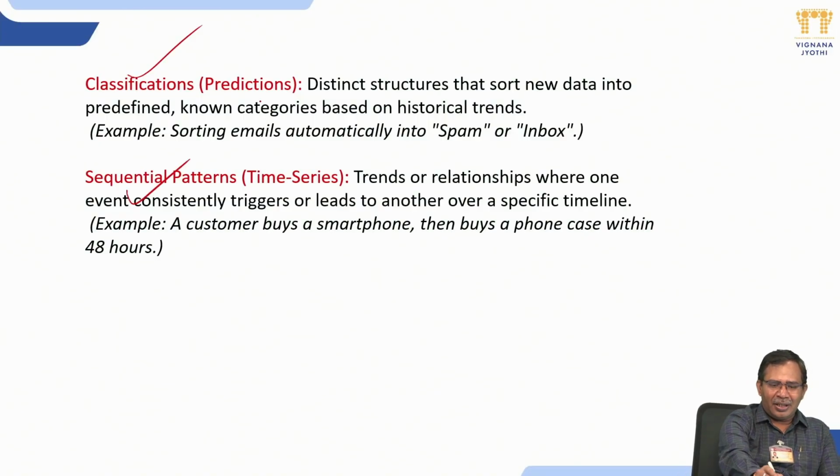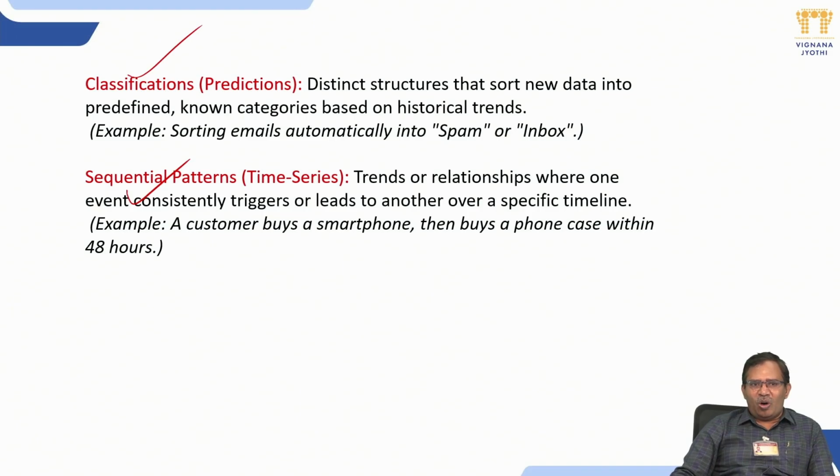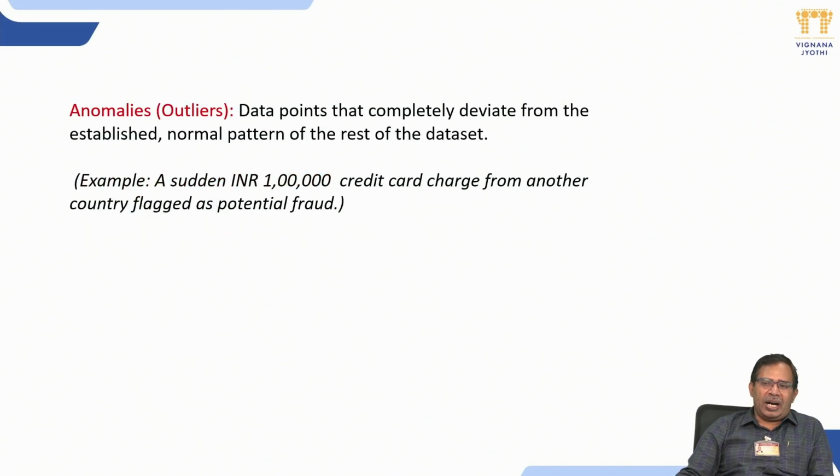Then sequential patterns, called time series. In the time series pattern, one event consistently triggers or leads to another over a specific timeline. A customer buys a smartphone, then buys a phone case within 48 hours to protect the expensive smartphone. So these sequential patterns are required to study. Time series applications like weather forecasting, rainfall forecasting, and stock value forecasting all come under the time series category where sequential patterns are required.